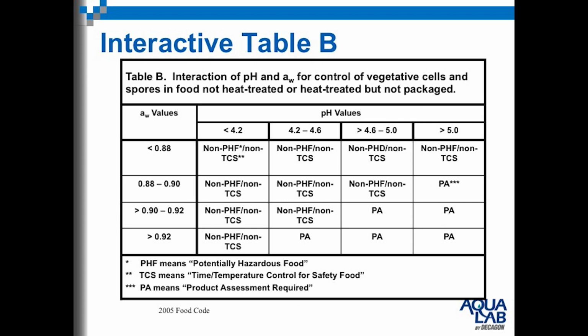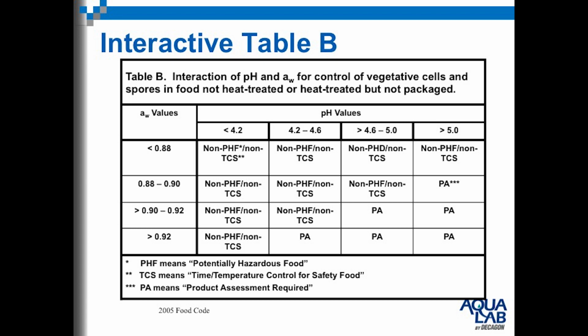And if we move to table B, which is a more strict or stringent table, this is for a situation where you don't have a kill step, or you have a kill step, but then you don't immediately package the product. And so for these situations, you have to maintain a water activity less than 0.88 in order to be considered safe, or a pH less than 4.2 to be considered safe. But you can have higher values of both. You can be above 4.2 and above 0.88 and still be considered safe if you have the combined effects of both. So 4.2 is at any water activity, 0.88 is at any pH.